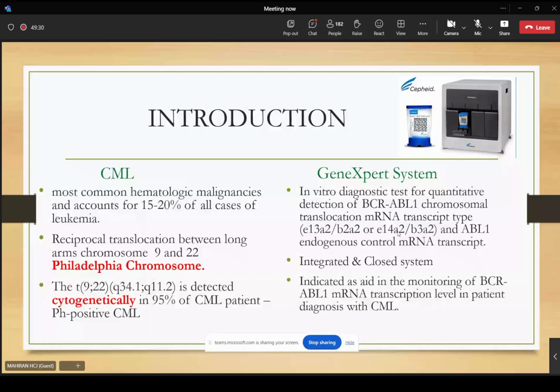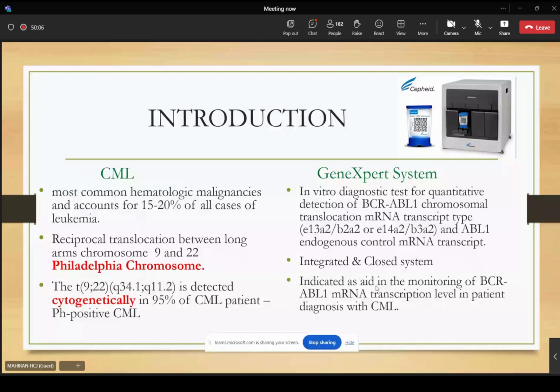For Genexpert system, as Mr. Sean present earlier, in vitro diagnostic test for quantitative detection of BCR ABL chromosomal translocation, mRNA transcript type for B2A2 and B3A2, and ABL endogenous control mRNA transcript. So this system is integrated and closed system. Indicated as aid in the monitoring of BCR ABL1 mRNA transcription level in patient diagnosis with CML.